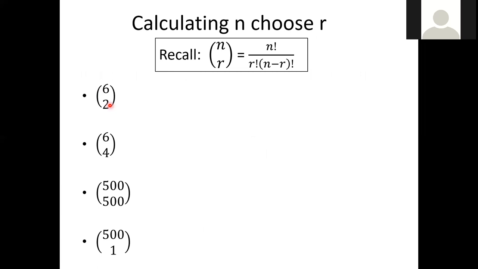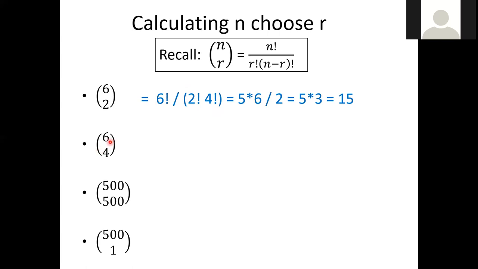So what's 6 choose 2? What's the number of 2-element subsets in a 6-element set? Well, 6 factorial divided by 2 factorial times 4 factorial. So basically, 6 factorial is the multiplication of 1, 2, 3, 4, 5, 6, and dividing by 4 factorial means that you kick out 1, 2, 3, 4, so only 5 times 6 remains, and then you can divide by 2 factorial, which is simply 2, so 15 is the answer.